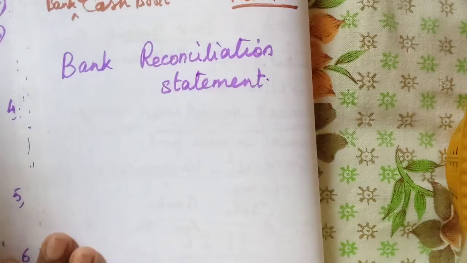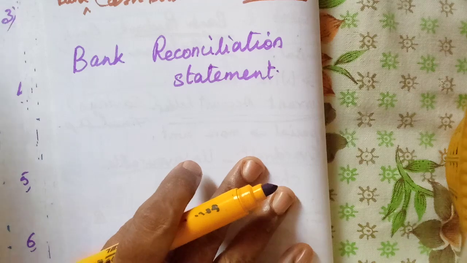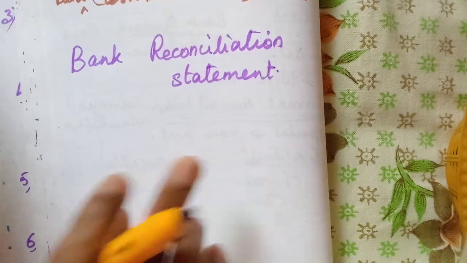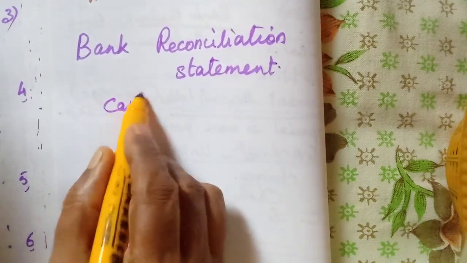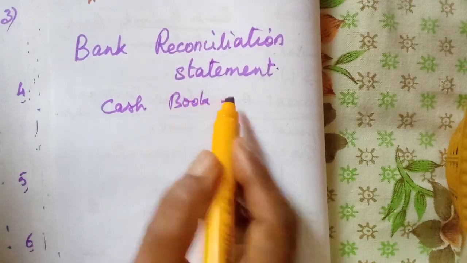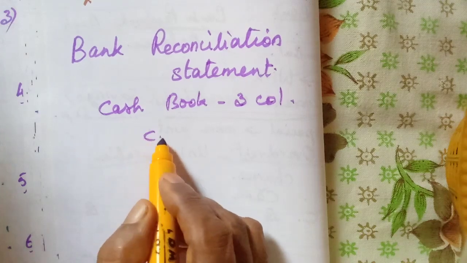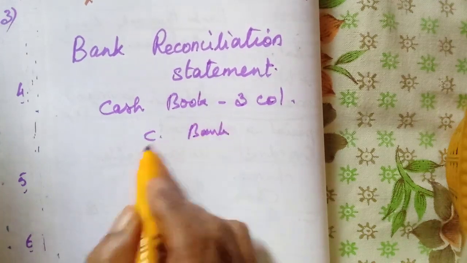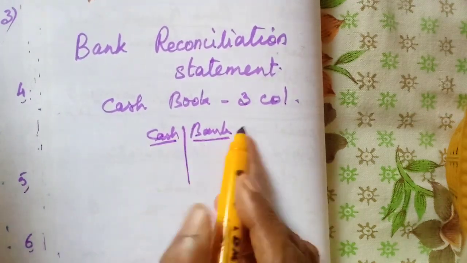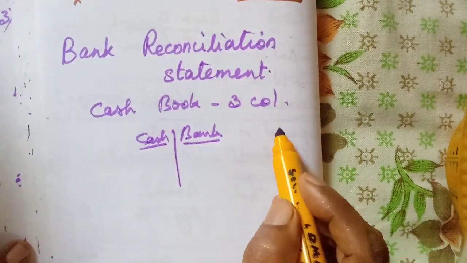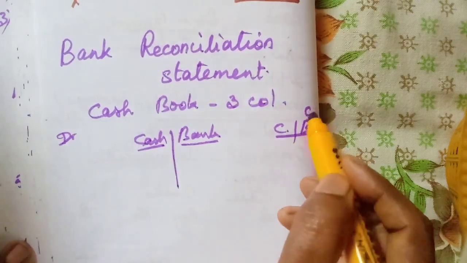We are now in the 8th lesson, bank reconciliation statement. This lesson we started on the previous day. I think you should understand what that bank statement is. It is related to the previous lesson, the cash book. There also we have one 3-column cash book, isn't it? There we have cash amount and bank amount. On both sides, the debit side and the credit side, we have a cash column and a bank column.